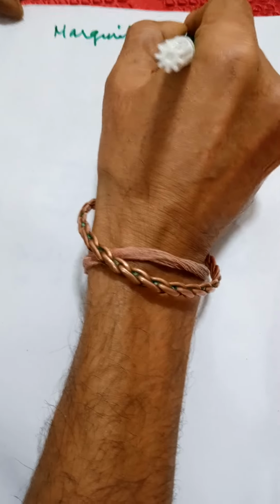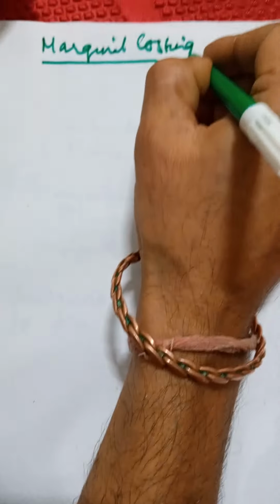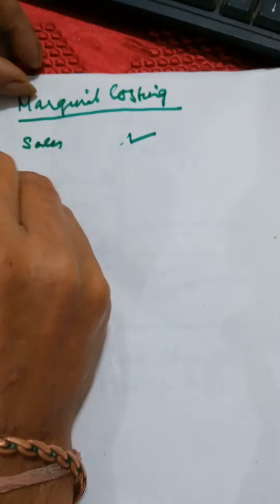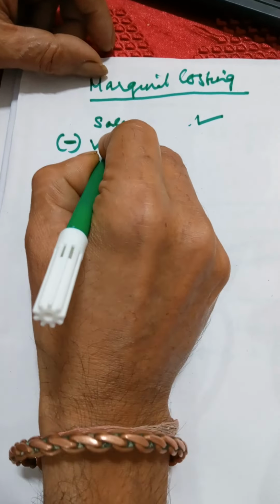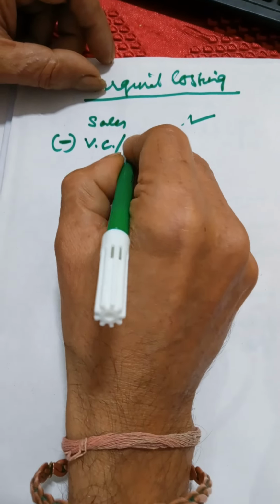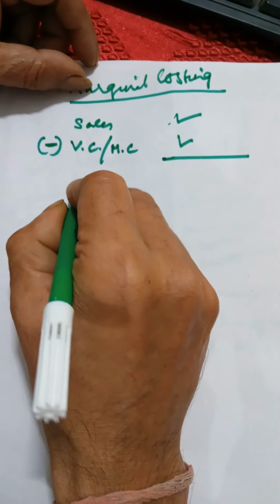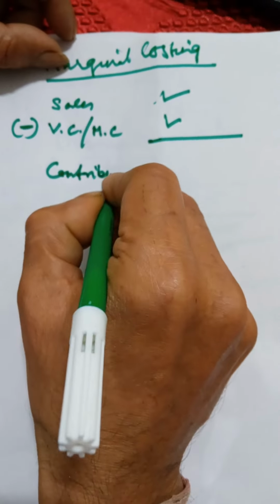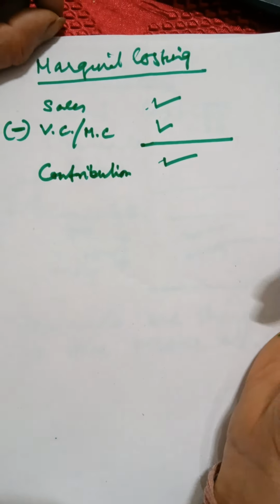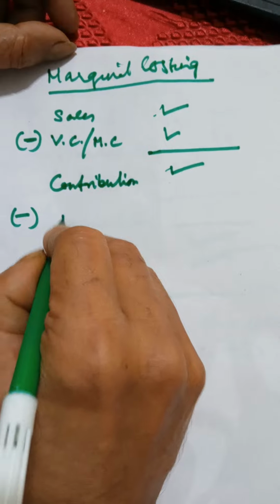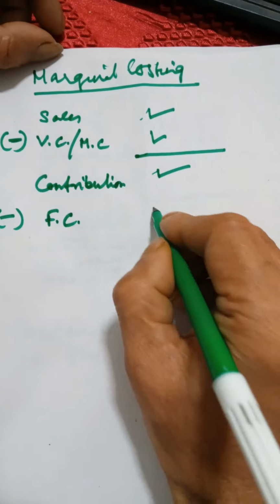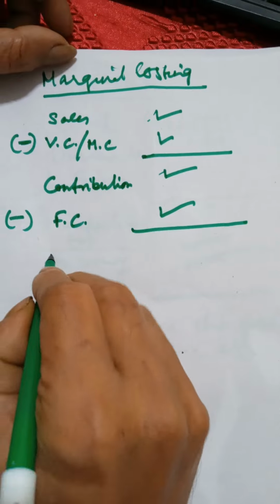This is marginal costing. We are analyzing this as a tool or technique to take management decisions. So sales minus VC, which means variable cost or marginal cost, gives us what? Gives us contribution. Contribution minus FC, which means fixed cost, gives us what? Gives us profit.